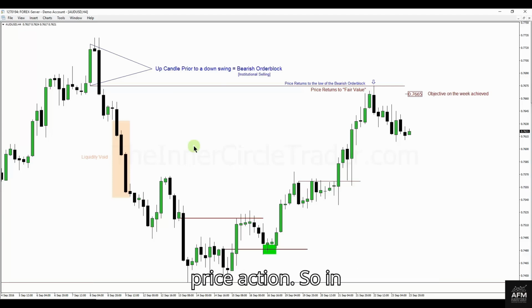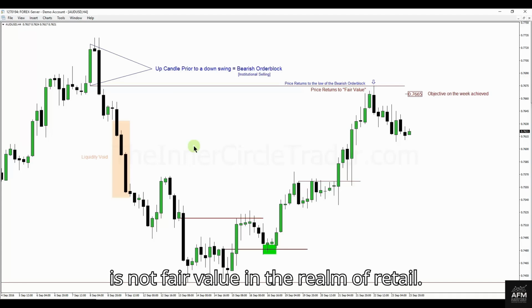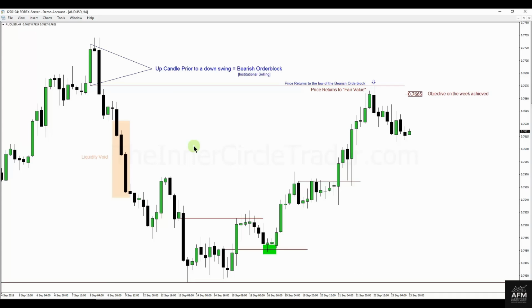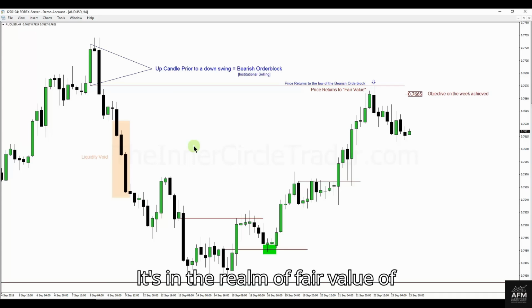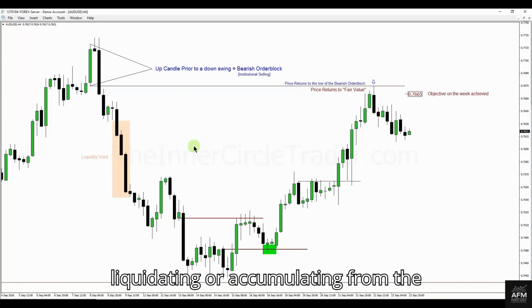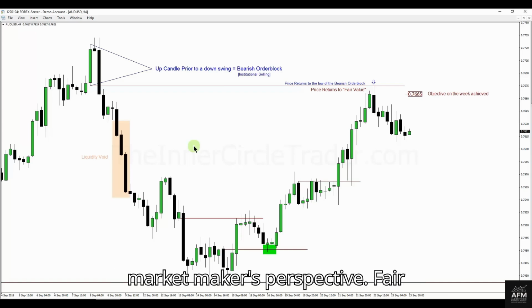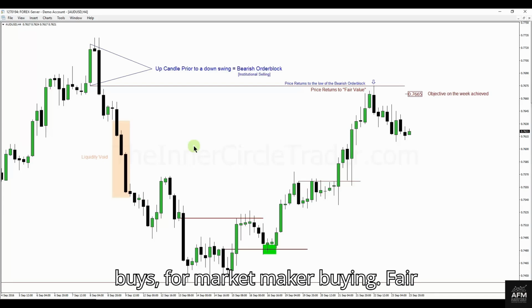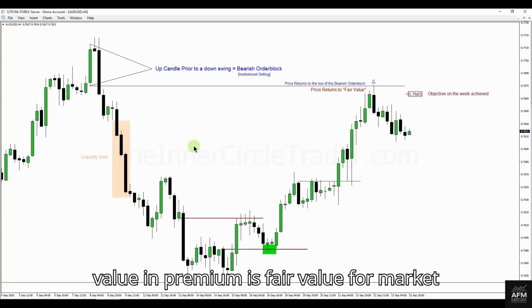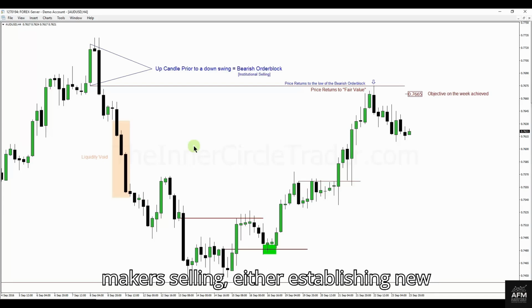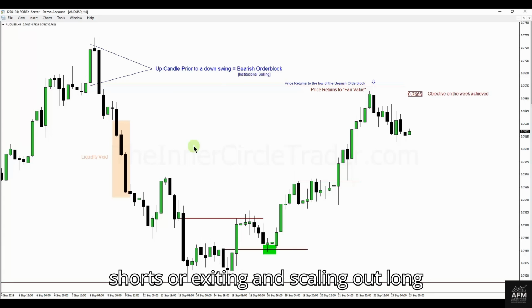You are gaining a greater understanding about price action. So in closing, fair value is not fair value in the realm of retail. It's fair value in the realm of liquidating or accumulating from the market maker's perspective. Fair value in discount is fair value for buys, for market maker buying. Fair value in premium is fair value for market maker selling, either establishing new shorts or exiting or scaling out long positions.